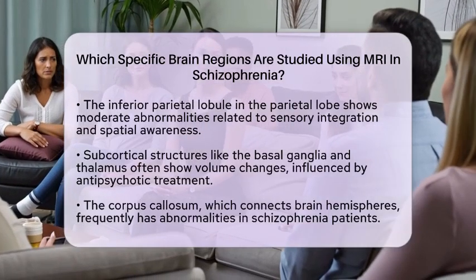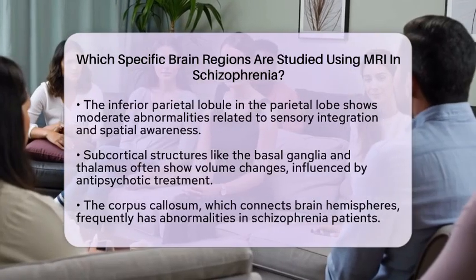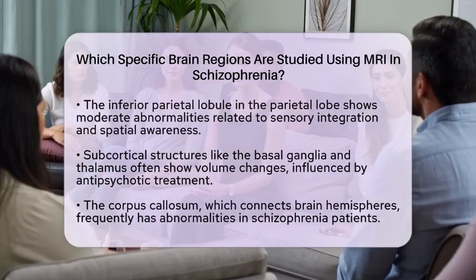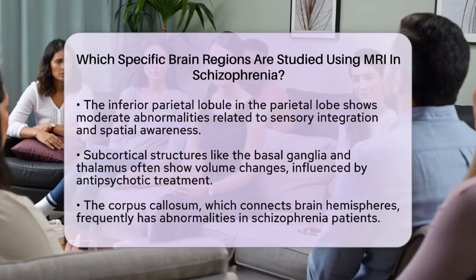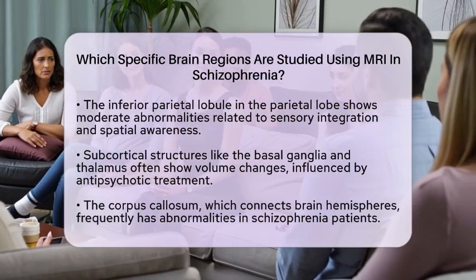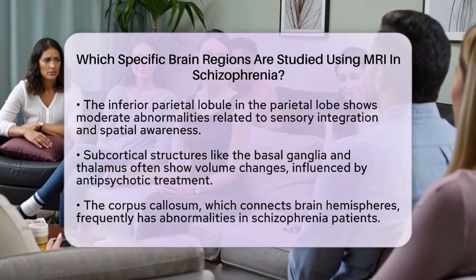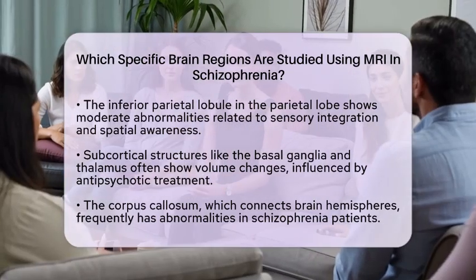Subcortical structures are important as well. The basal ganglia, which includes the caudate and putamen, often show volume changes that may be influenced by antipsychotic treatment. The thalamus, acting as a relay center for sensory information, also shows evidence of volume reduction.